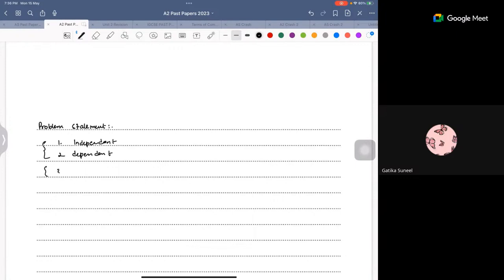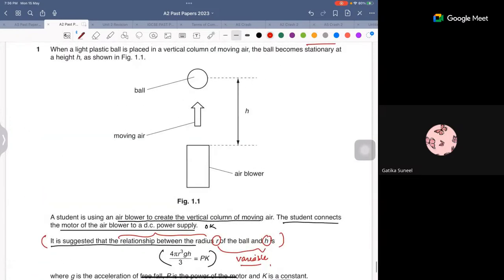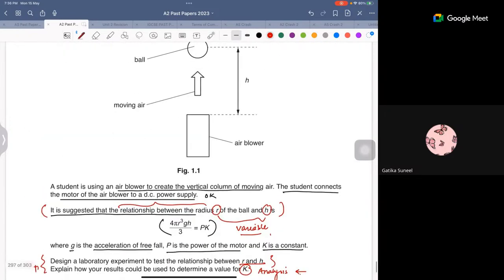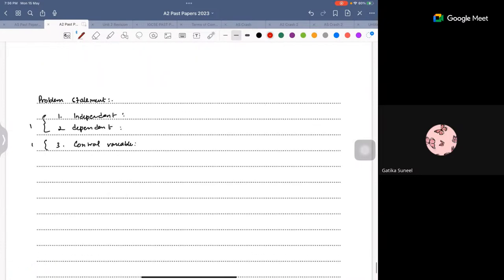And then the other thing you're going to write, this is 1 mark, is the control variable. The control variable is the one that you want to keep constant throughout the experiment. Now, the independent variable, let's look at the drawing now. You see, obviously, the radius of the ball, like you can pick and choose different objects, different balls, and obviously the radius can be controlled. So radius has to be the independent variable.